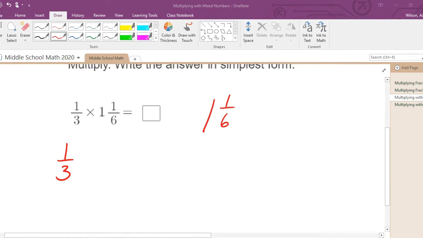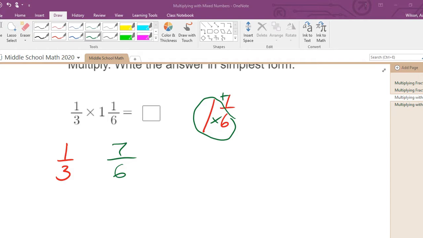number into an improper fraction is to take whole number times denominator. So 1 times 6 is 6, and then add the numerator. So that's 7 total. Keep in mind, the denominators always stay the same, and it's 6 because it's in sixths. So you have to leave it in the form of 6.